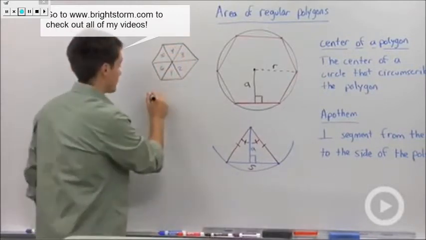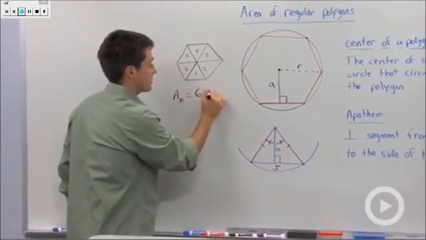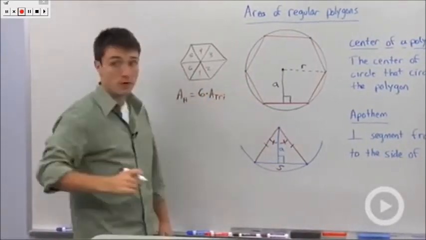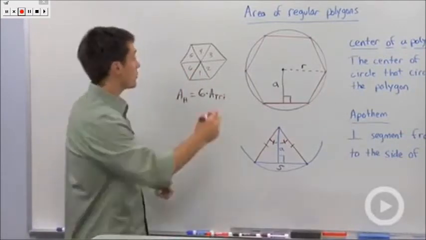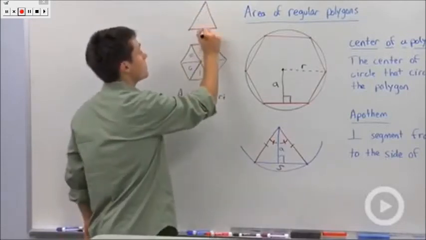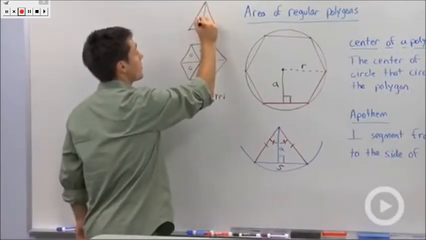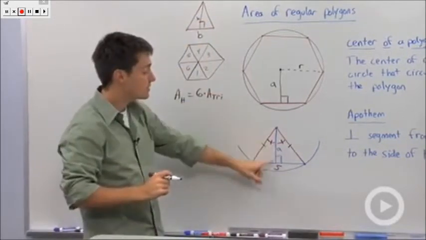So you could say the area of the hexagon is equal to 6 times the area of one of those triangles. But how do we calculate the area of one of those triangles? Well, if you recall, in order to calculate the area of a triangle, you need 2 things. You need the base and its corresponding height. So that's why we need the apothem, is the apothem is that corresponding height.